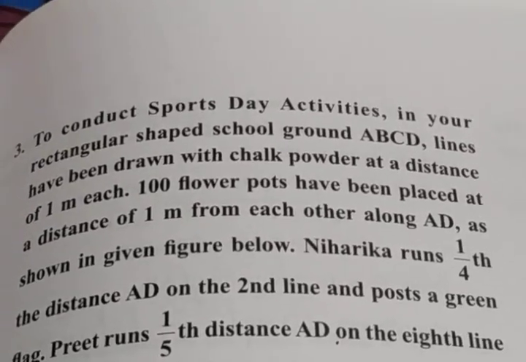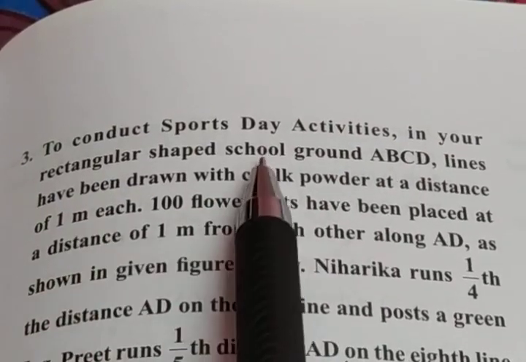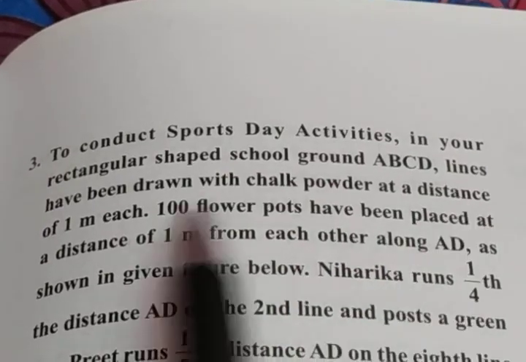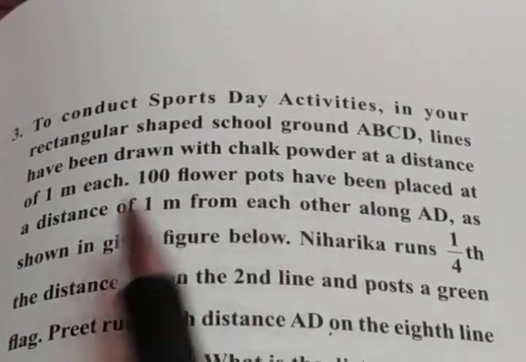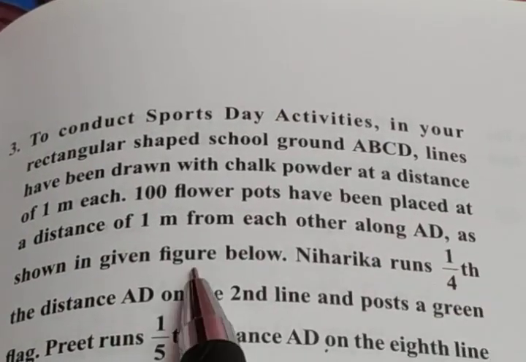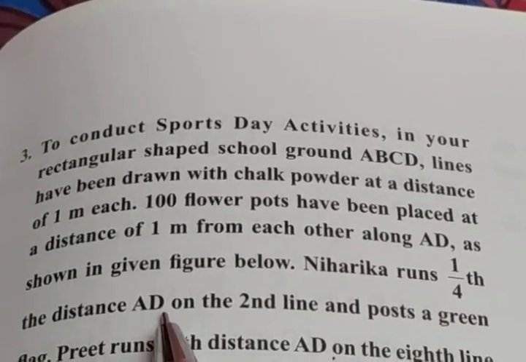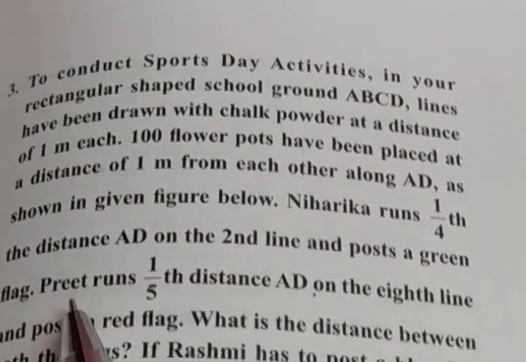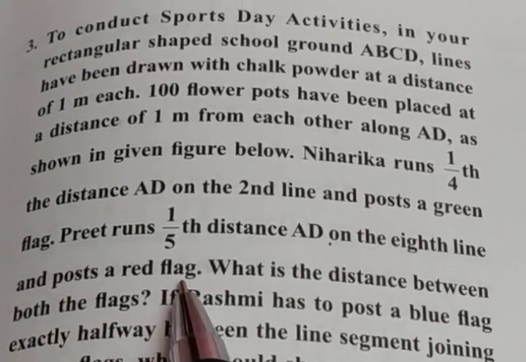Next question is, to conduct sport day activities in your rectangular shaped school ground ABCD, lines have been drawn with chalk powder at a distance of 1 meter each. 100 flower pots have been placed at a distance of 1 meter from each other along AD as shown in the figure given below. Niharika runs 1/4 the distance AD on the second line and posts a green flag. Preet runs 1/5 distance AD on the 8th line and posts a red flag.